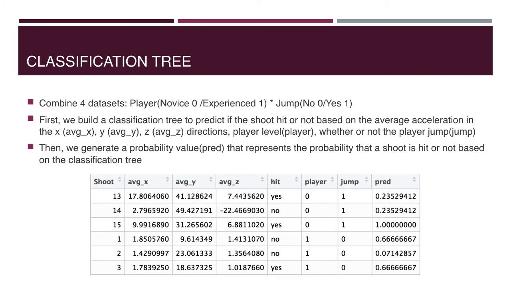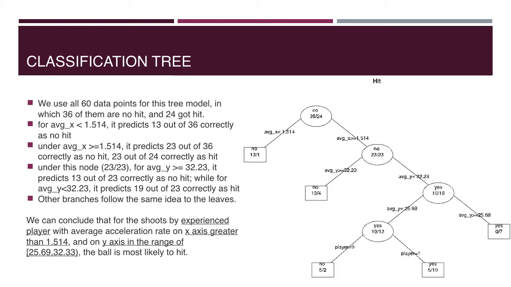After the visualization, we do the classification tree. We combine all four datasets that we mentioned before, and then build a classification tree to predict whether the shot hits or not, based on the average acceleration in the X, Y, Z directions, the player level, and whether it is a jump shot or a set shot. Then we generate the probability value to represent the probability that a shot hits or not based on the classification tree. Here is the classification tree.